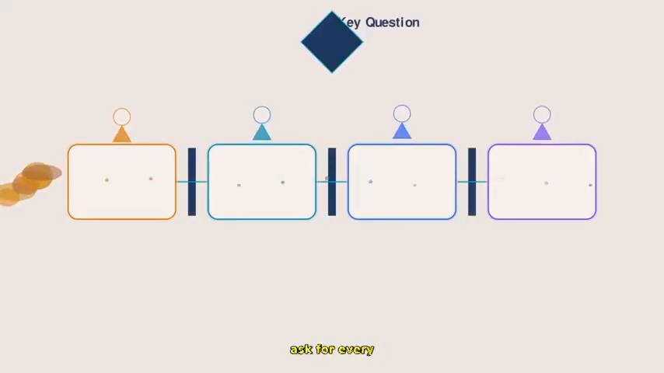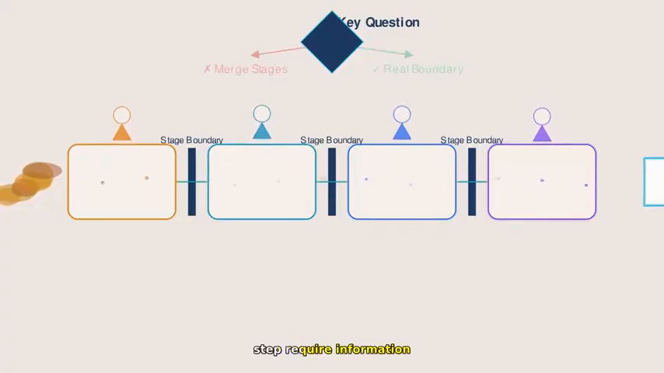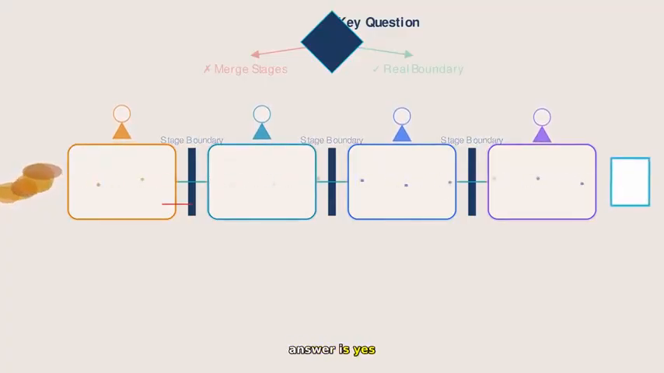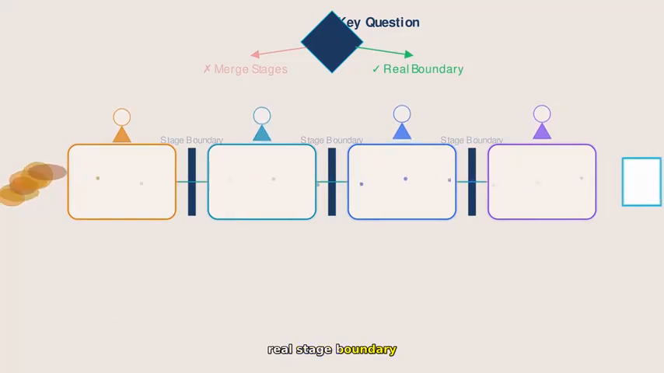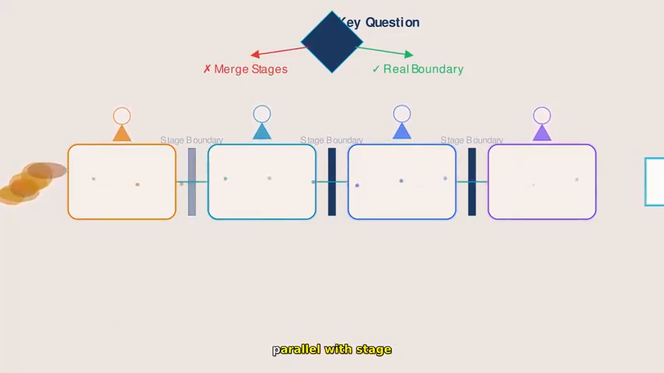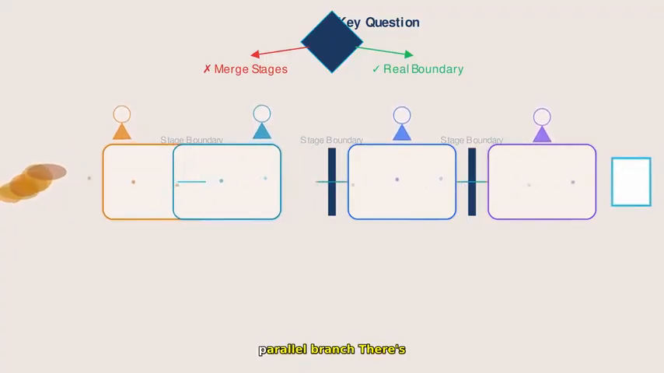The key question to ask for every potential stage boundary is, does this step require information that the previous step hasn't produced yet? If the answer is yes, you have a real stage boundary. If the answer is no, if stage 2 could have run in parallel with stage 1, then maybe they belong together, or in a parallel branch.